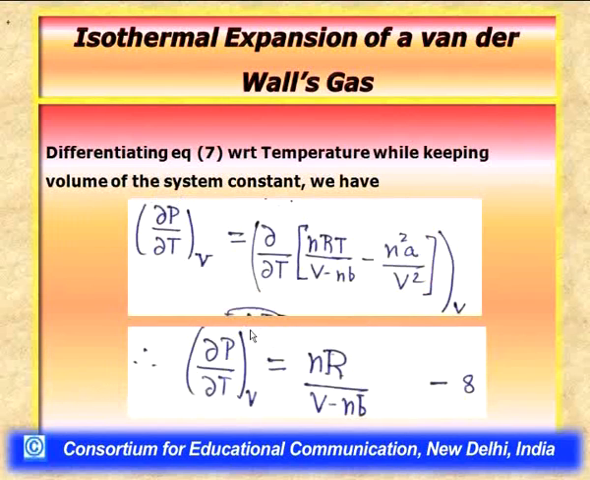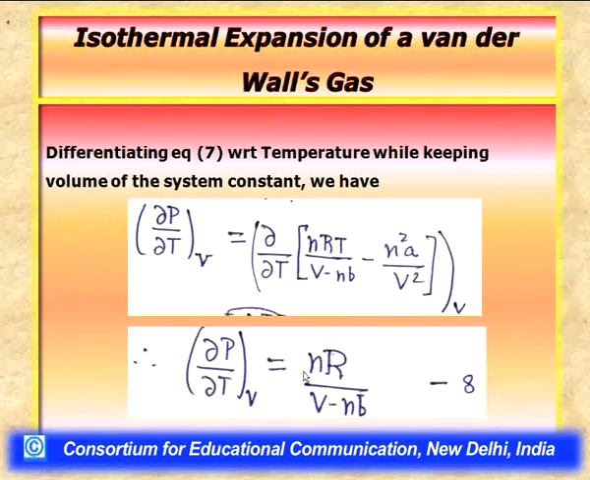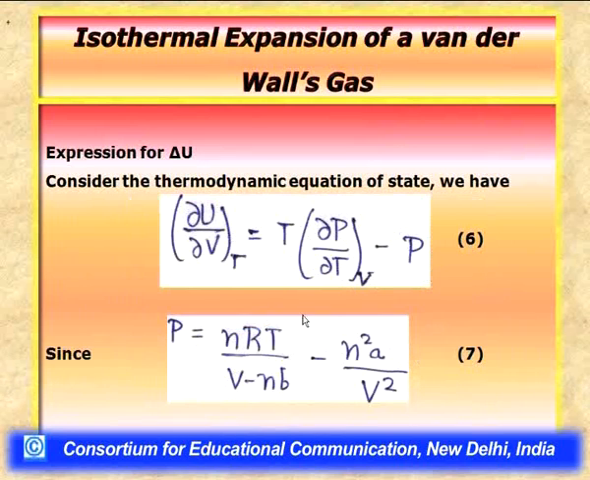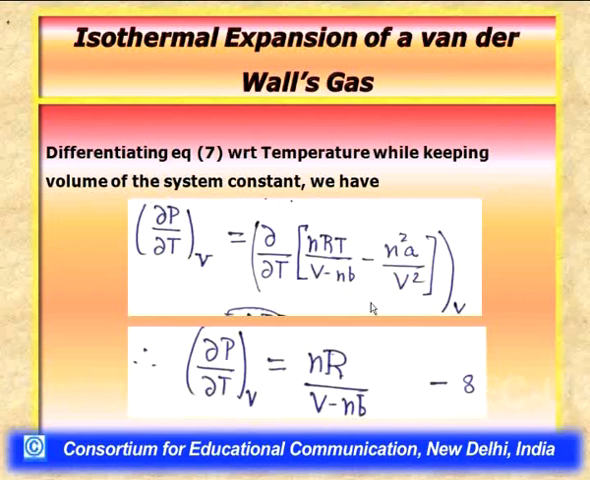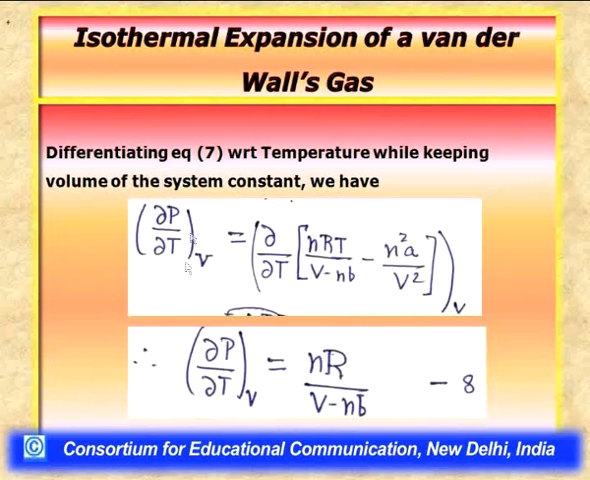In equation 6, we have the term T delta P by delta T at constant V. We can get this term by differentiating the van der Waals equation, nRT by (V minus nb) minus n square A by V square, where the bracket term is the van der Waals equation and is equal to P. So if we differentiate equation number 7 with respect to temperature, we would be able to get delta P by delta T at constant V, and whatever expression we get, we can substitute back in equation number 6 and get the value of delta U by delta V at constant T. Let us have a look at how we can achieve this.